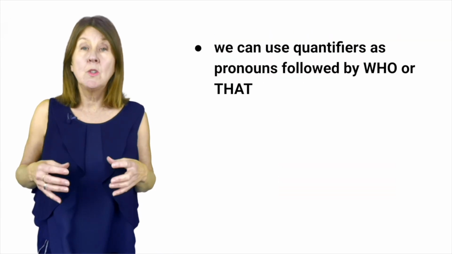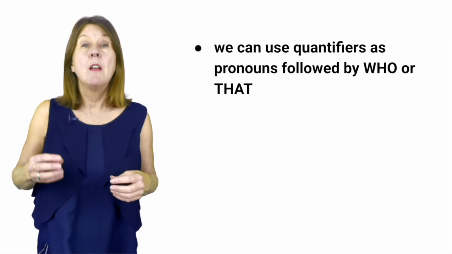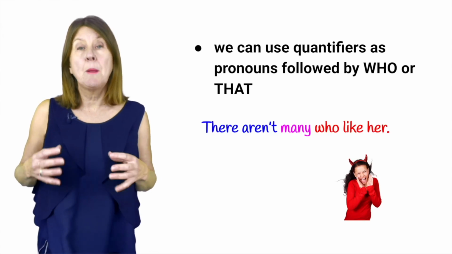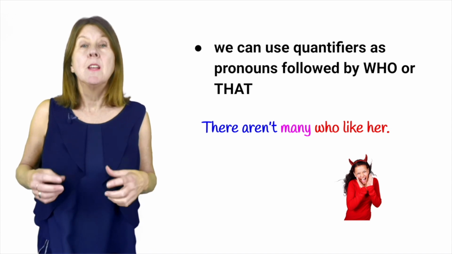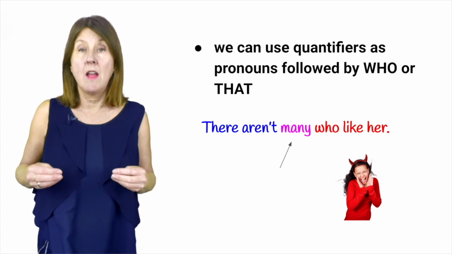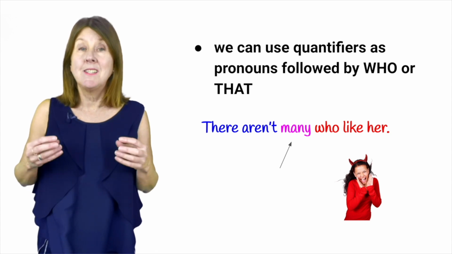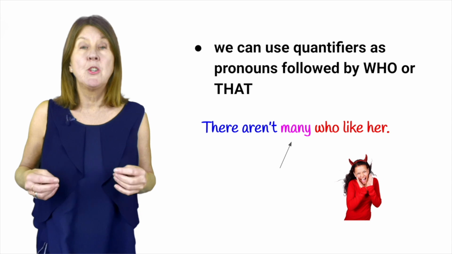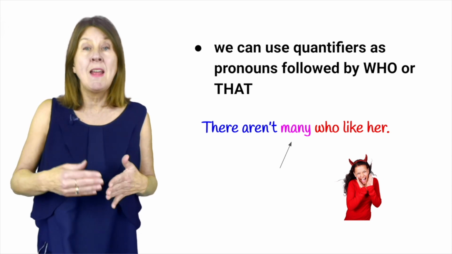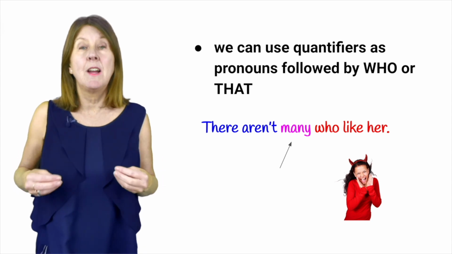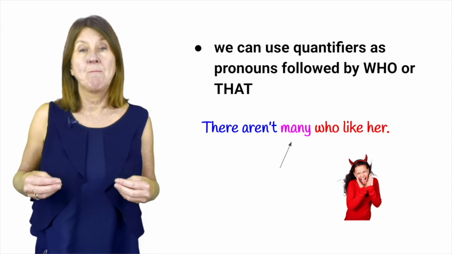We can use quantifiers as pronouns followed by who or that. For example, there aren't many who like her. So many here is the quantifier followed by the relative clause beginning with who. It provides additional information about the group of individuals referred to as many. This relative clause helps specify and identify the individuals in question.